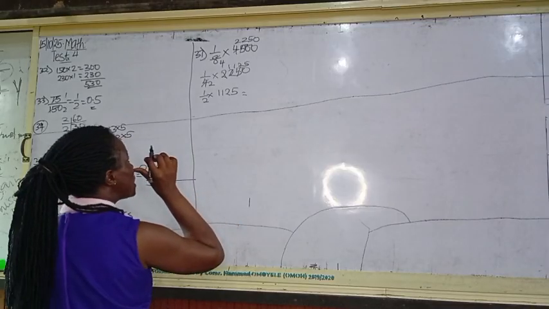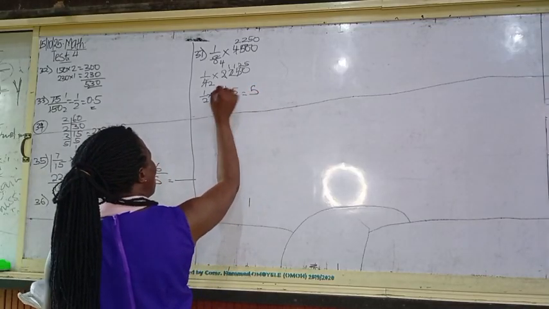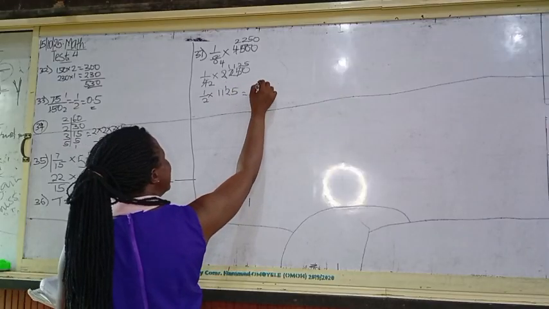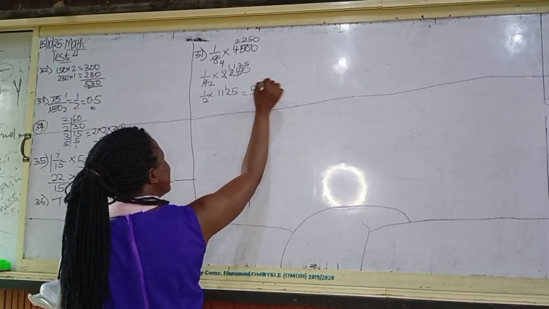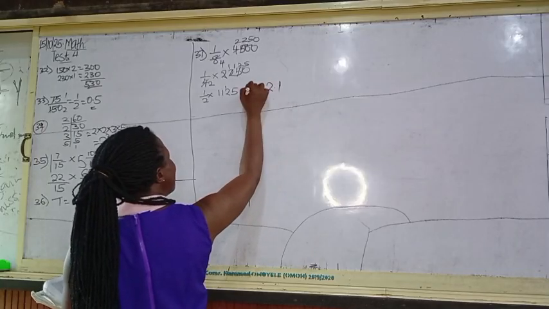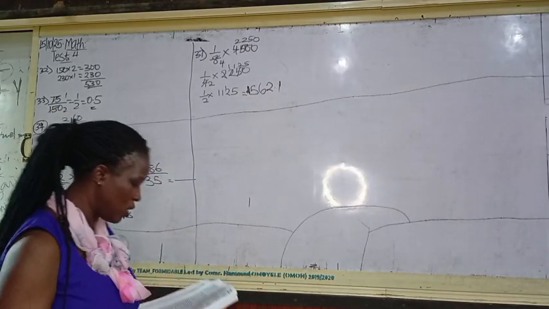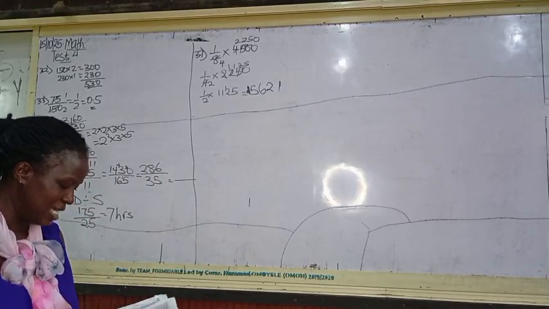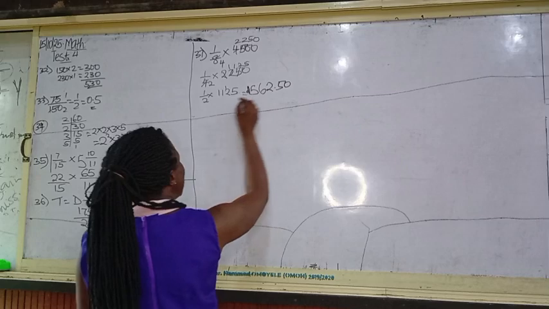So you can do that, and let me finish it. 2 in 11, that is 5 remainder 1. 2 in 12, that is 6. Then 2 in 5, that is 2 remainder 1. So we have our answer to be 562.5. Do we have any 562? Okay, instead of the 0.5, they wrote half, which is the same thing as this.